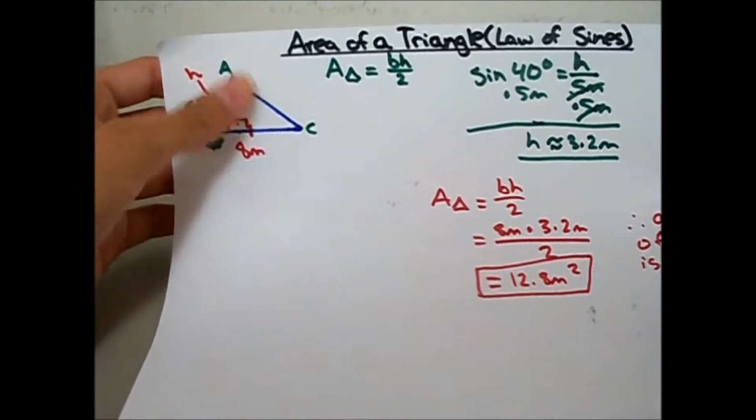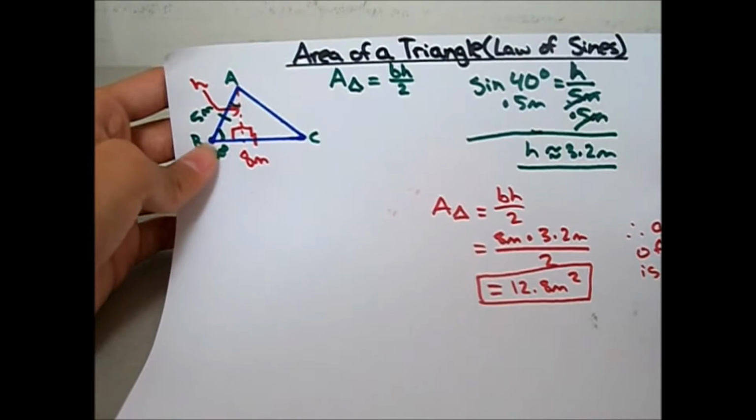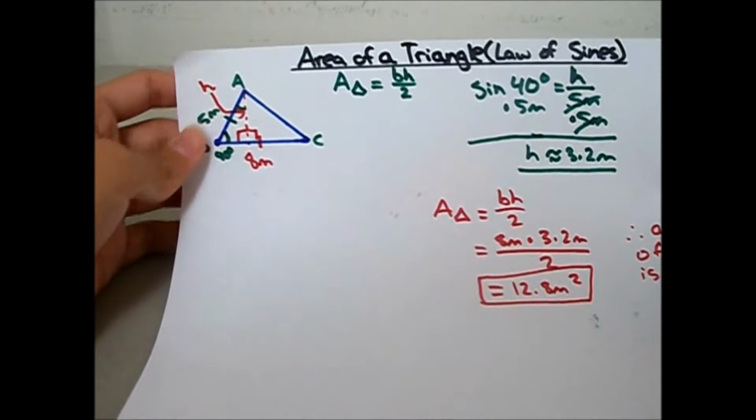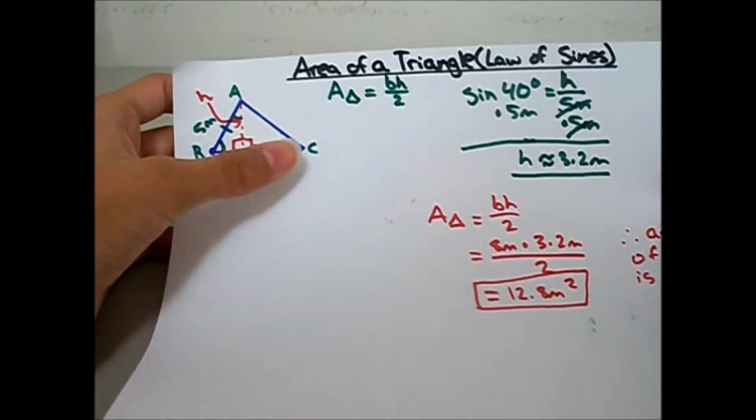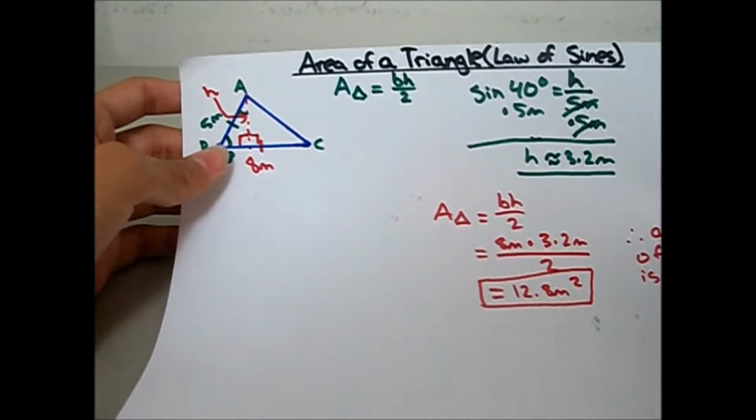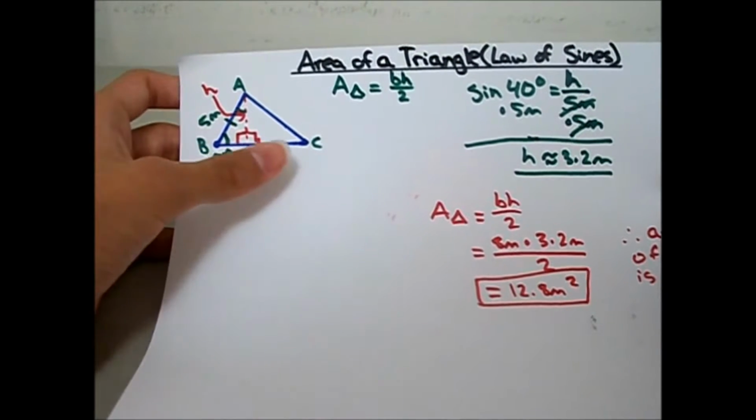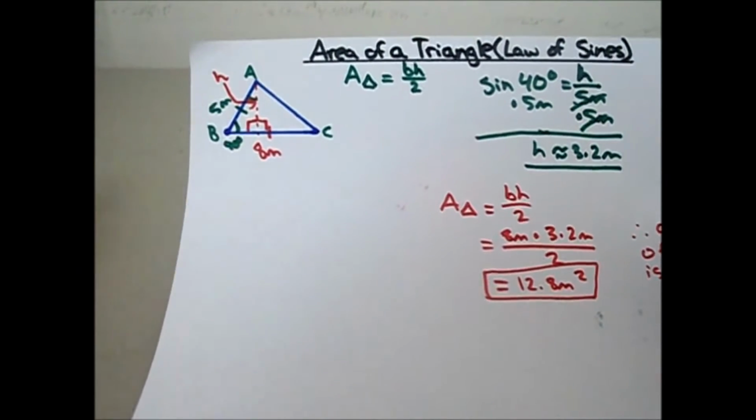So basically, what do you notice about the information that was given? I had one side length, another side length, and an angle, which is between the two side lengths. So now we're going to derive a formula.